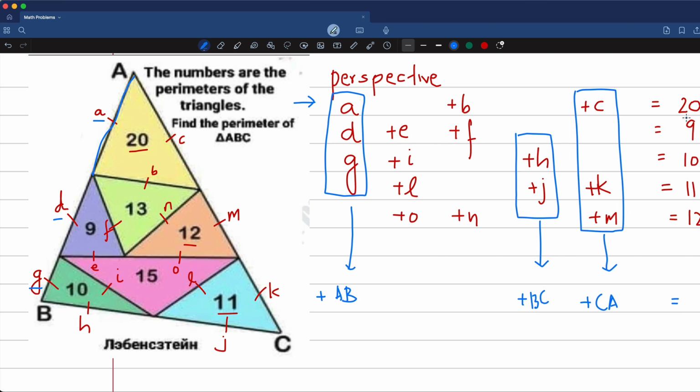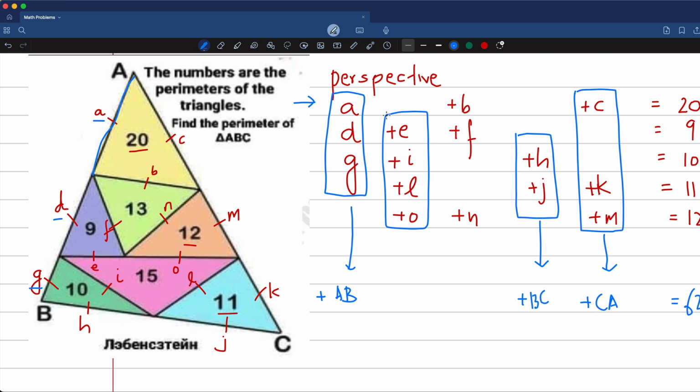Now, the sum of these 3 is the perimeter. And what is that value? 20 plus 9, 29, 39, 50, 62. You'd say, oh, that's fantastic. But 62 is not just these 3 things. You have 2 other columns. So let's look at what they add up to.